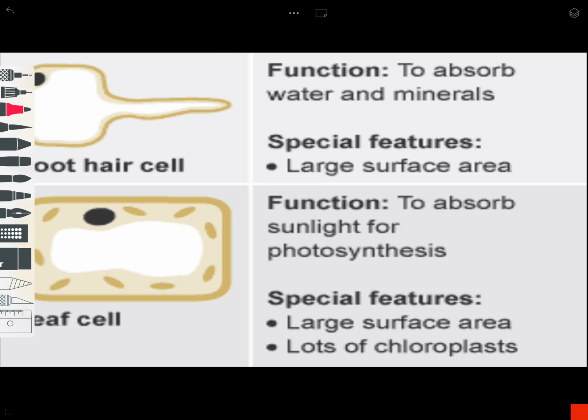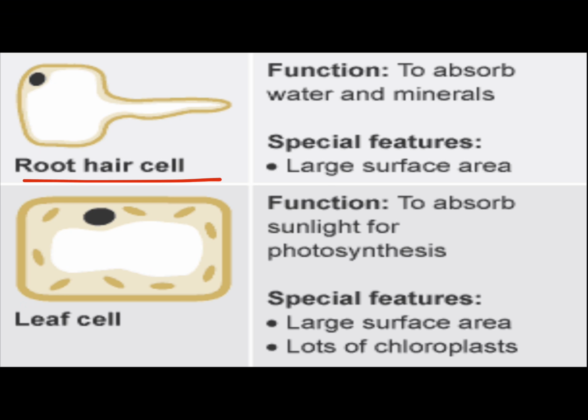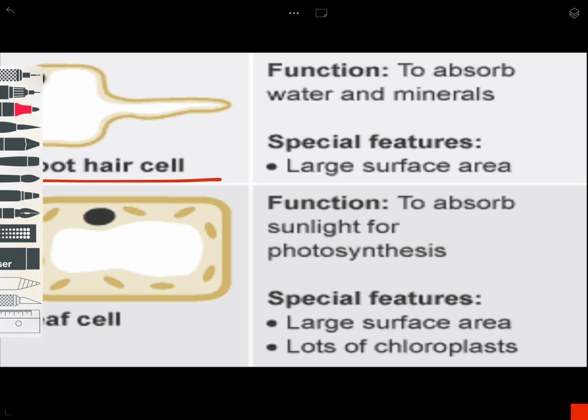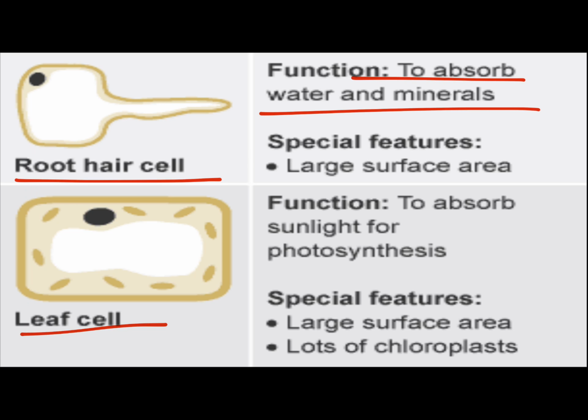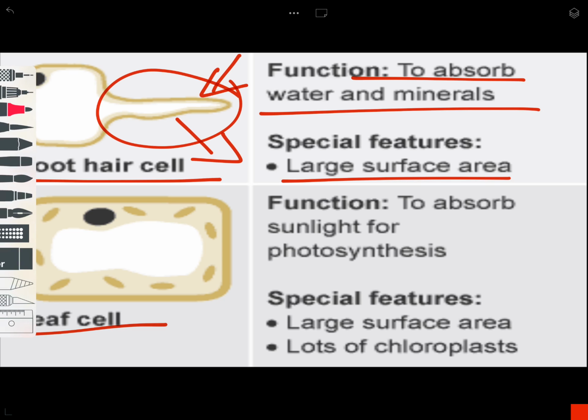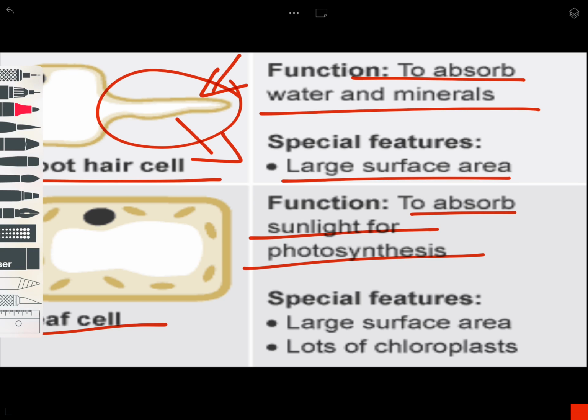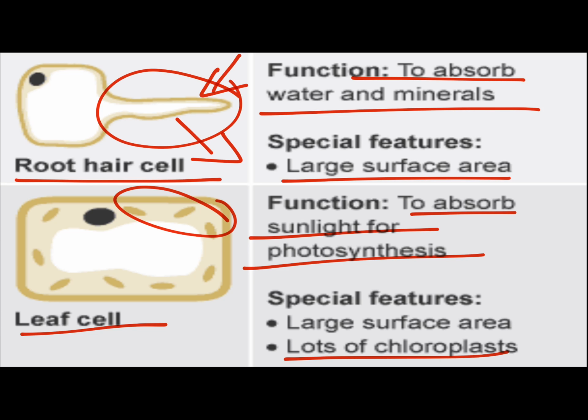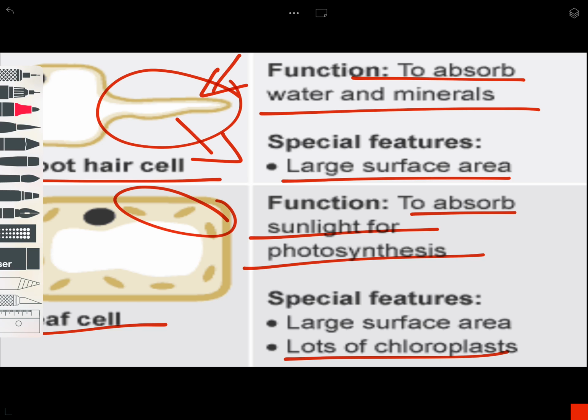Here are two specialized types of cell that are found in plants. On the top we have a root hair cell and on the bottom we have a leaf cell. The function of the root hair cell is to absorb water and minerals, so it has a large surface area to allow molecules to diffuse in and out. The function of the leaf cell is to absorb sunlight for photosynthesis, so it has many chloroplasts. For example, if it didn't have any chloroplasts, then the cell would be useless.